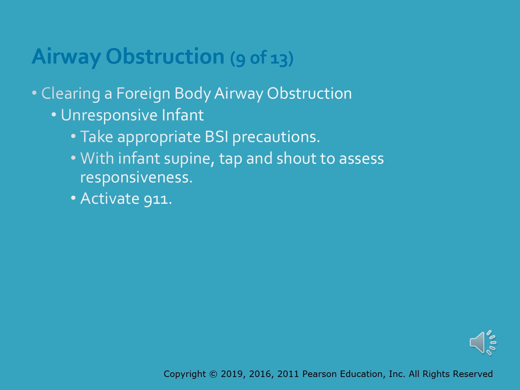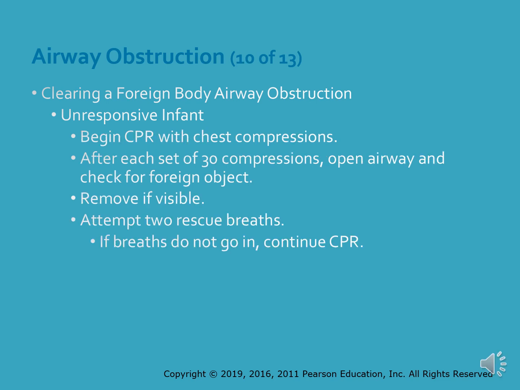When dealing with an unresponsive infant, you want to perform these next steps when caring for that infant who is unresponsive with a complete airway obstruction. So first, you're going to take appropriate BSI precautions. With the infant in a supine position, you're going to tap and shout to assess the responsiveness and then activate your 911 system. You're going to begin CPR with chest compressions. After each set of 30 compressions, you're going to open the airway and check for a foreign object. Remove it if it's visible with 2 fingers, and make sure you're not doing a blind finger sweep.